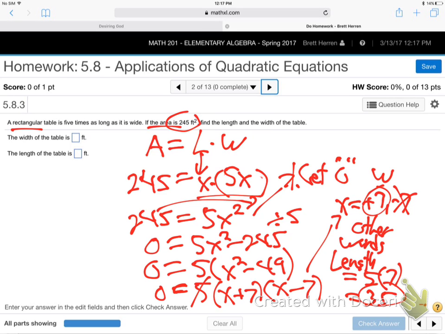If they said 3 more, I would have taken that answer and added 3. Does that make sense? It's whatever they are saying. If it's more, it's add, less subtract, times it's times, to get that answer. And you know that's length because they said 5 times as long. The other one must be width. Does it add up to 245? Yeah, if you multiply this in your calculator, it's 245. Length times width. Okay.